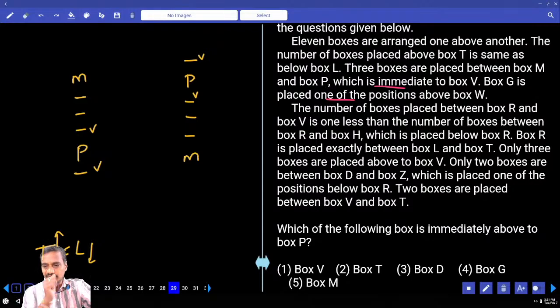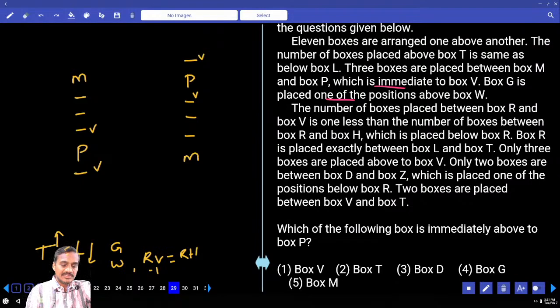And G is placed at one of the boxes above W. Now G is placed above this W. And next one, number of boxes between R and V is 1 lesser than the number of boxes between R and H. 1 lesser than R and H. H is placed below R. Where is this H? R is here, H is here, H is placed below R.